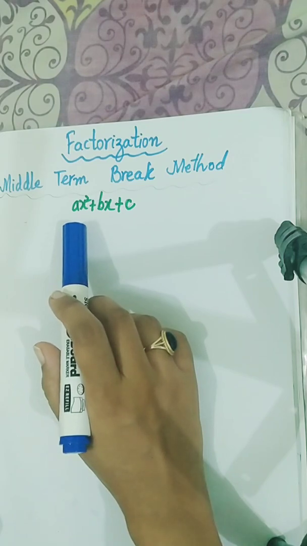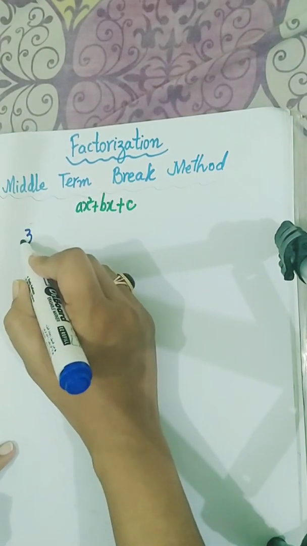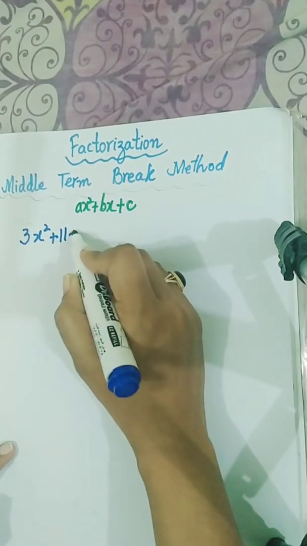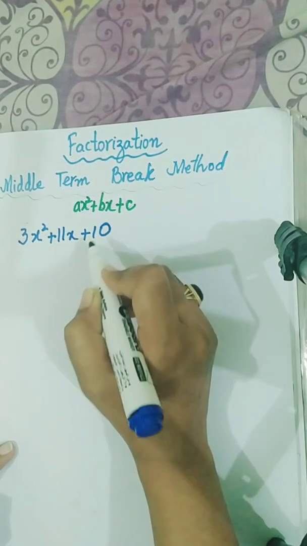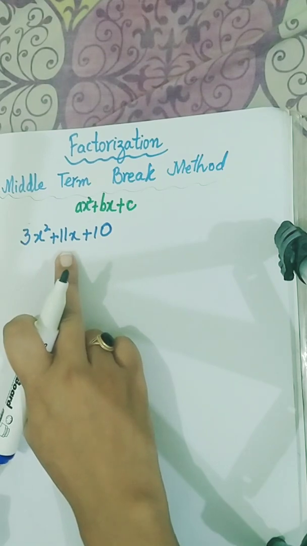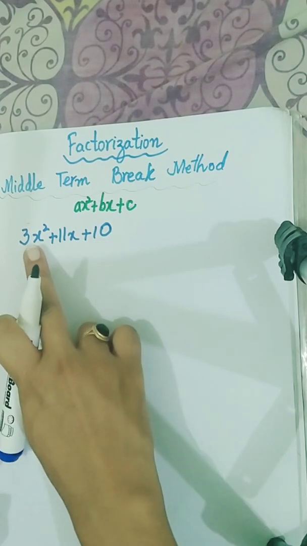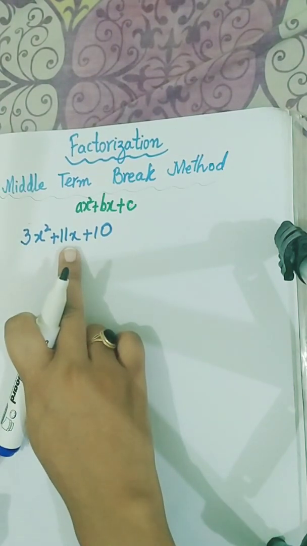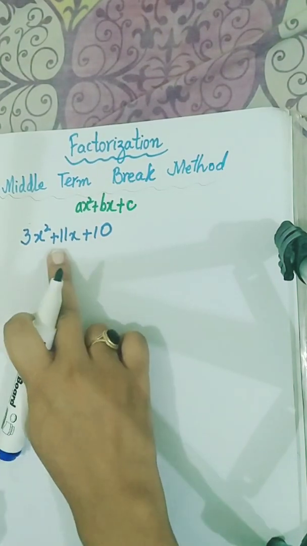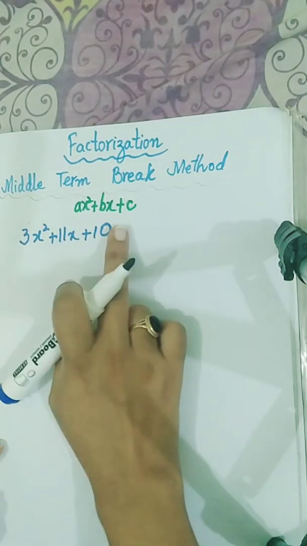Let's take an example and then discuss. I have a question: 3x square plus 11x plus 10. As you can see, this is a trinomial. Trinomial stands for any expression which contains 3 terms. So 3x square is one term, 11x is the next term, and 10 is the last term. So it is a trinomial, and I'm going to discuss how to factorize it by the middle term break method.